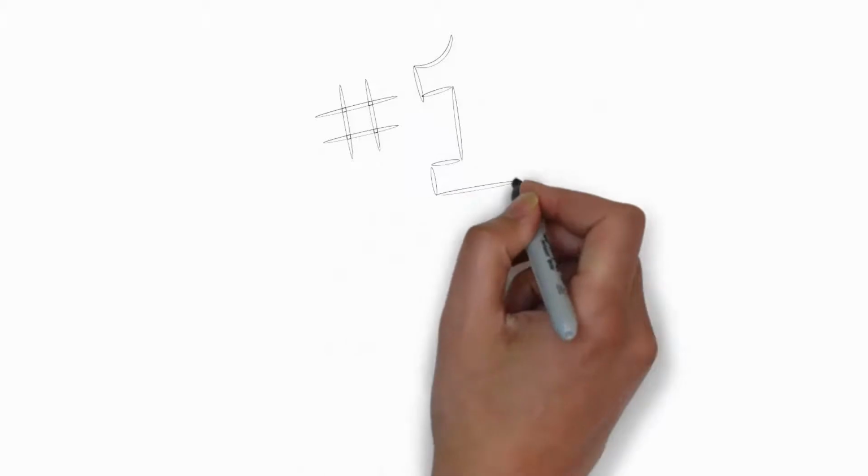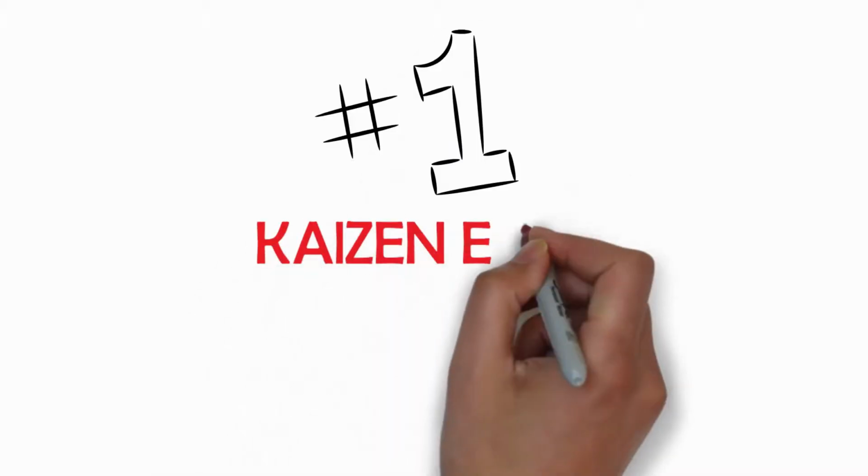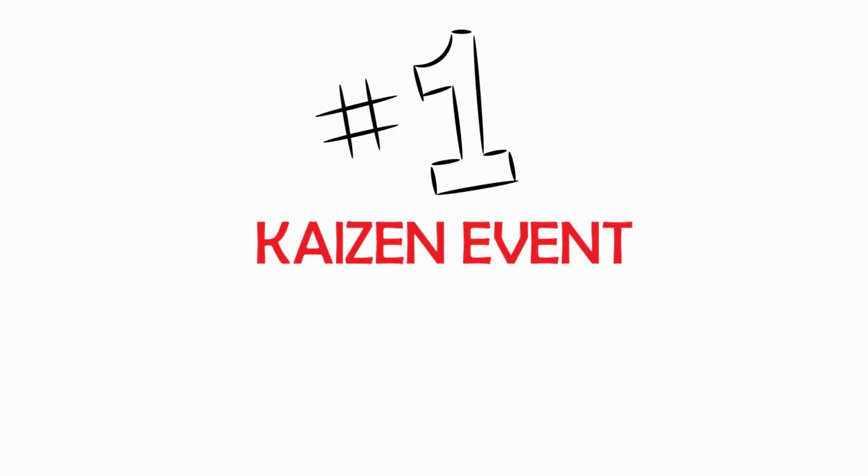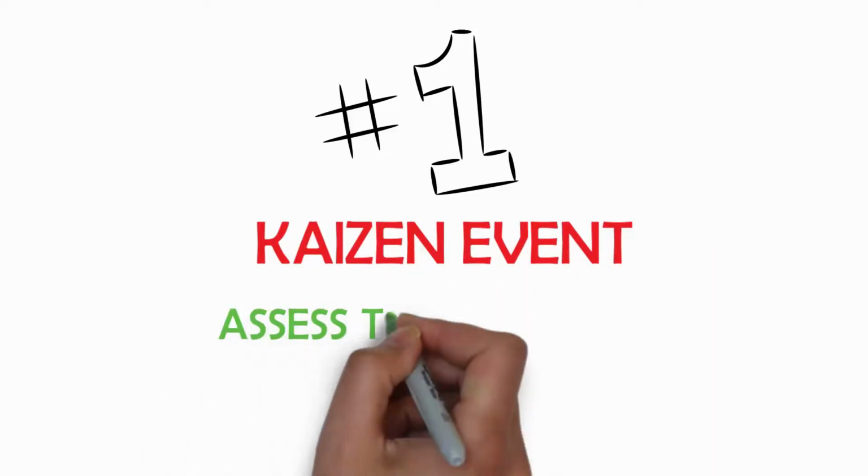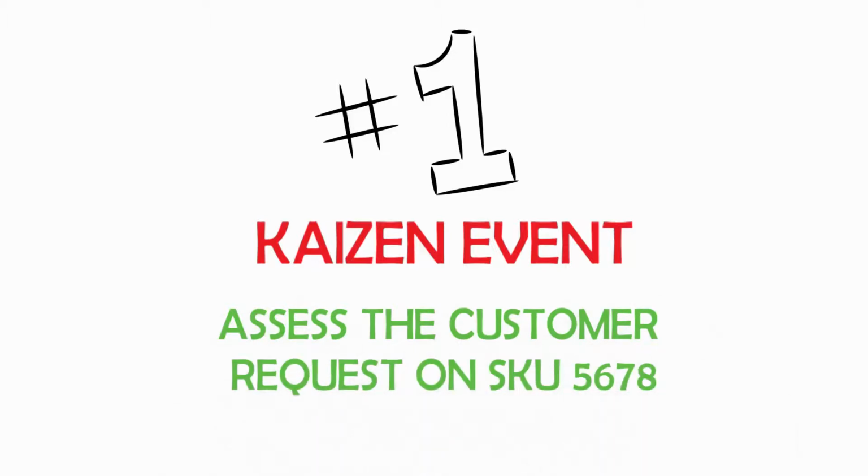So, if after this survey you discover that everybody knows a different number on the customer request, you have your first Kaizen event to carry out. Kaizen event: Assess the customer request on SKU 5678.